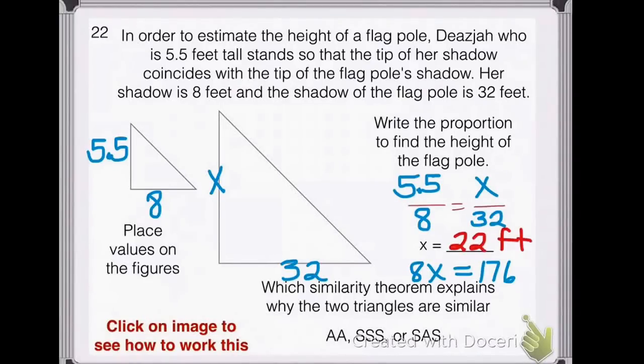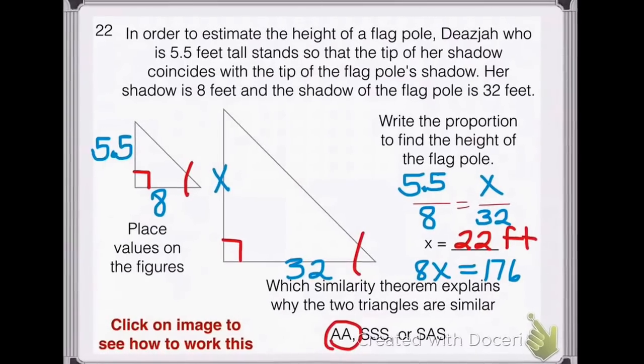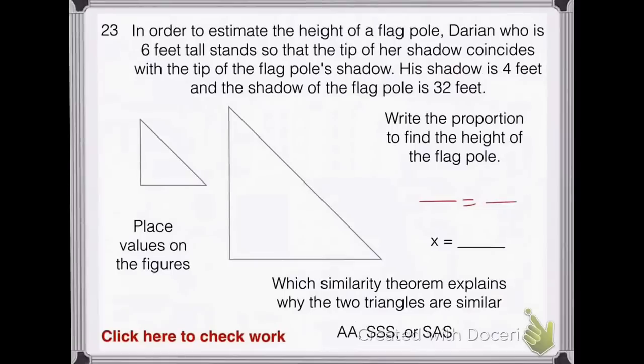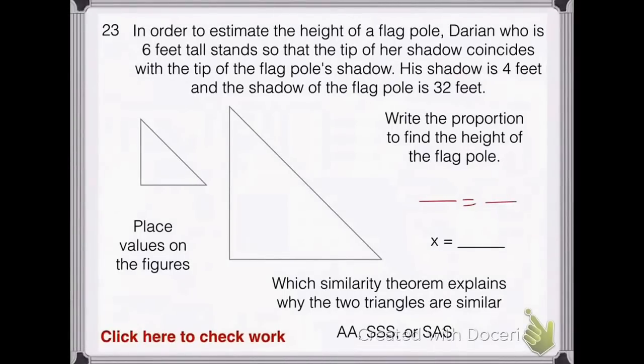Now, which similarity theorem explains why the two triangles are similar? Well, I know in each triangle I have a right angle, and the sun gives the same angle of elevation, so that would give me angle. Same way on this one.